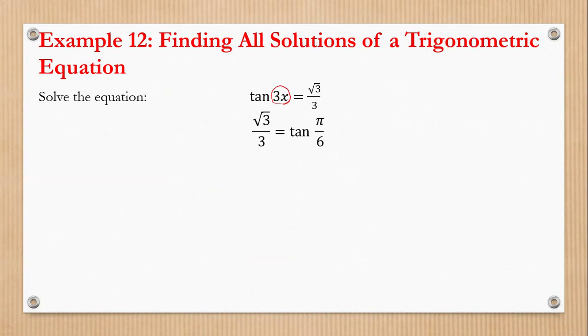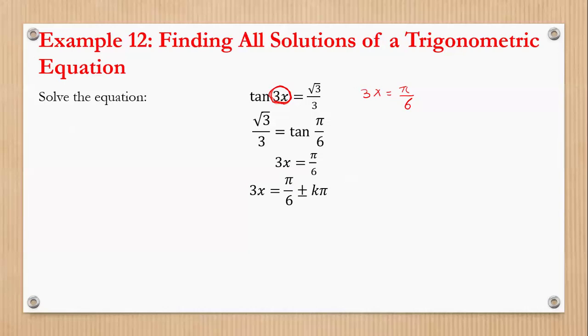Which means that the 3x, which is the angle of this function, must be equal to pi over 6. So you say 3x must be equal to pi over 6. That's the only option from 0 to 2 pi, but we need all possible solutions. Since the period of tangent is pi, we need to add or subtract k pi or n pi. But that's 3x. When you're solving an equation, you just need x, not 3x.